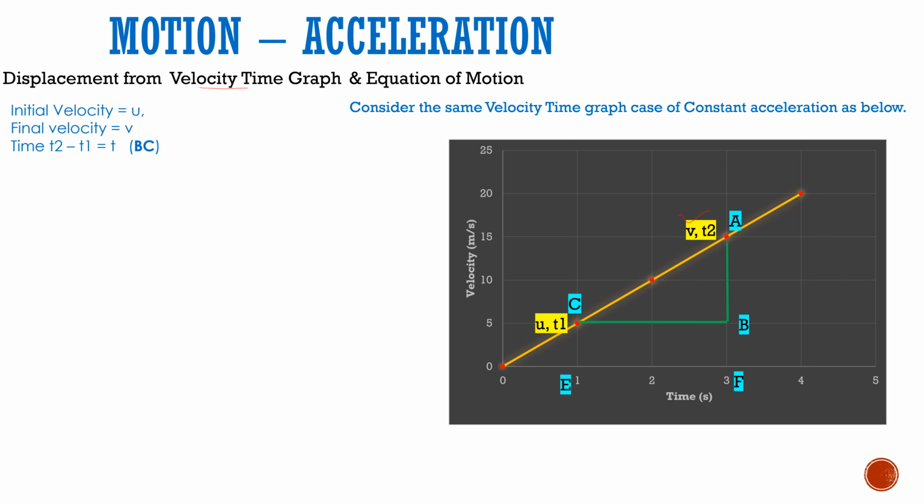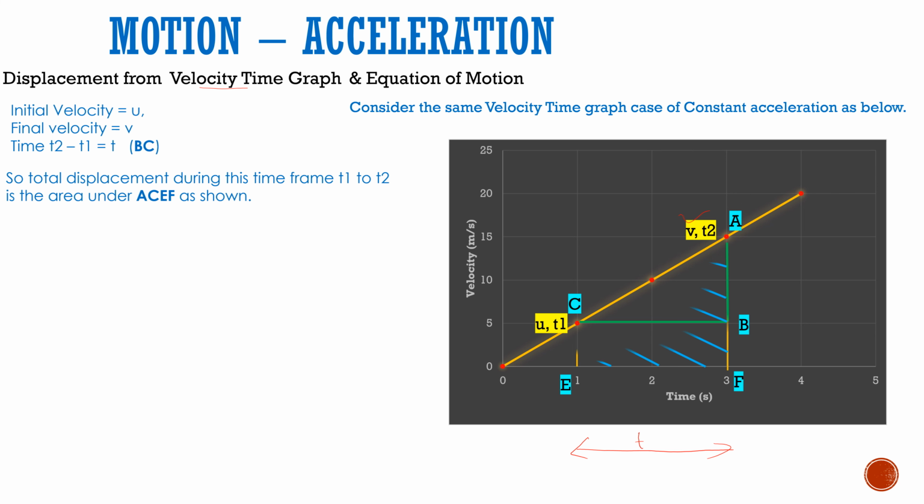The time difference here we already know, this is t2 minus t1. Here we are denoting it by delta t or t, and this point is v and this point is u. The displacement during this course of time between t1 and t2 is nothing but the shaded area, which falls under this velocity time graph, which is ACEF. Basically ACEF is the area.